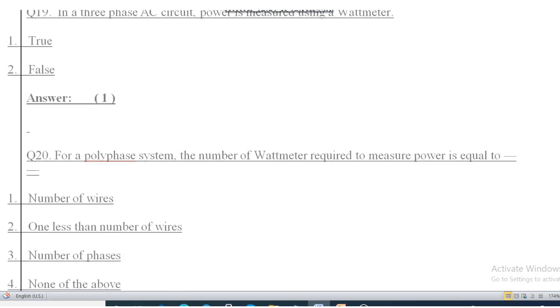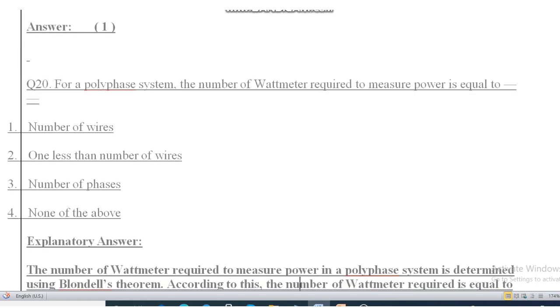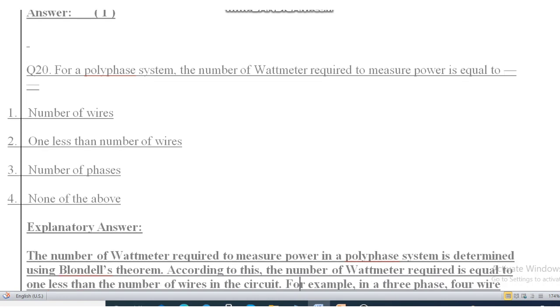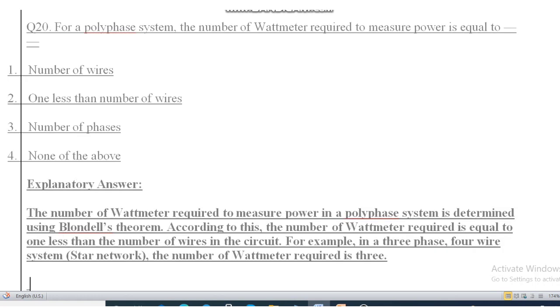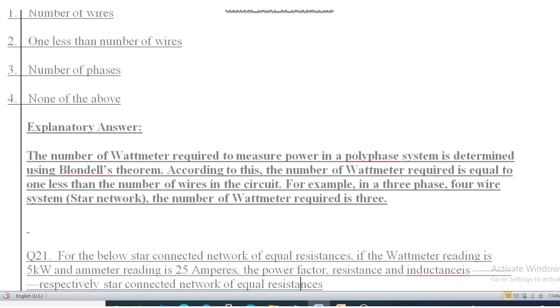For a polyphase system, the number of wattmeters required to measure power is determined using Blondel's theorem. According to this, the number of wattmeters required is equal to 1 less than the number of wires. That means second option is the correct option.